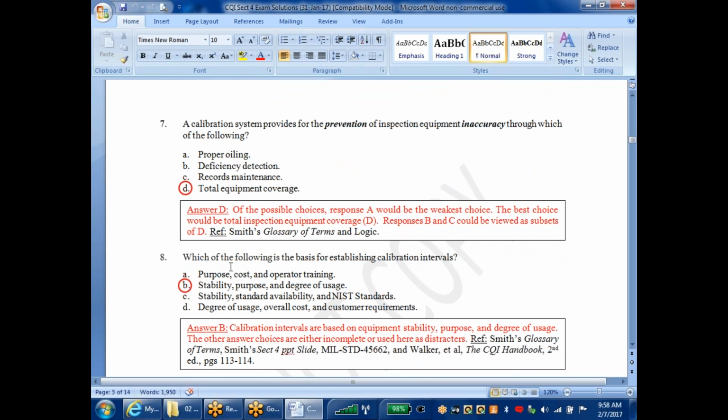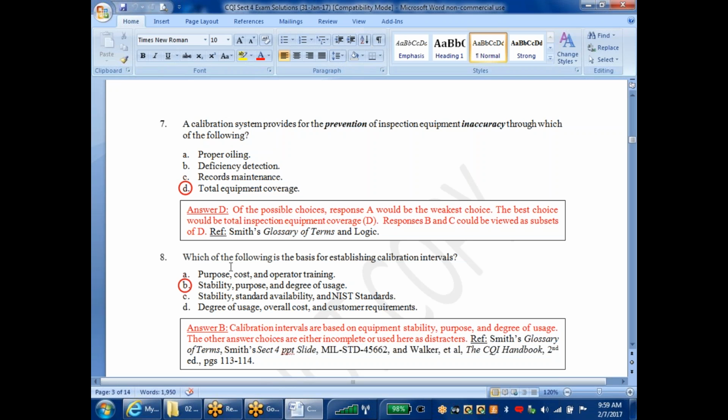Seven, a calibration system provides for the prevention of inspection equipment inaccuracy through which of the following? Well, A is proper oiling. You know, that's really intended to be a distractor, but could it have an effect? Yeah, okay, but it's a weak choice. And then when I look at B and C, these can really be considered subsets of D. D ends up being the broader answer choice, total equipment coverage.